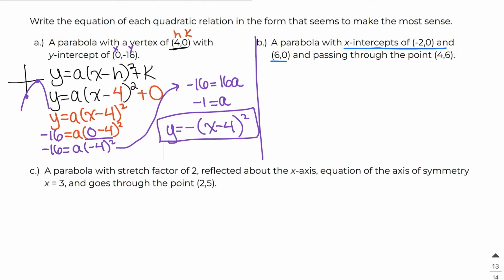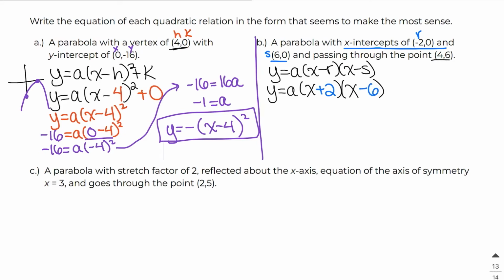So if I see that, I automatically have to use factored form, because factored form tells us the roots or the x-intercepts. So here we know that the r is negative 2 and the s is 6, or the other way around, it does not matter. I'm going to replace that information inside of here. So I'm going to say y equals a times x, the minus and the negative become a positive, and then I've got x minus 6.